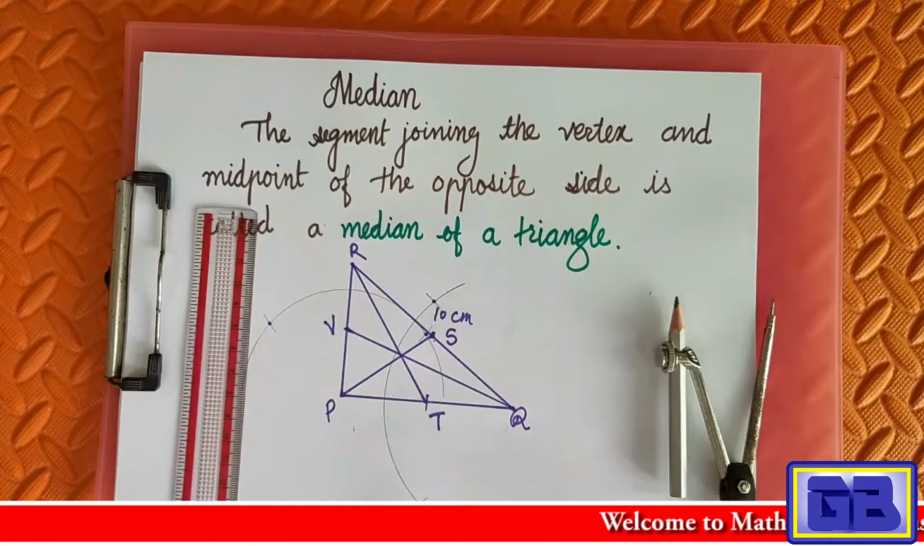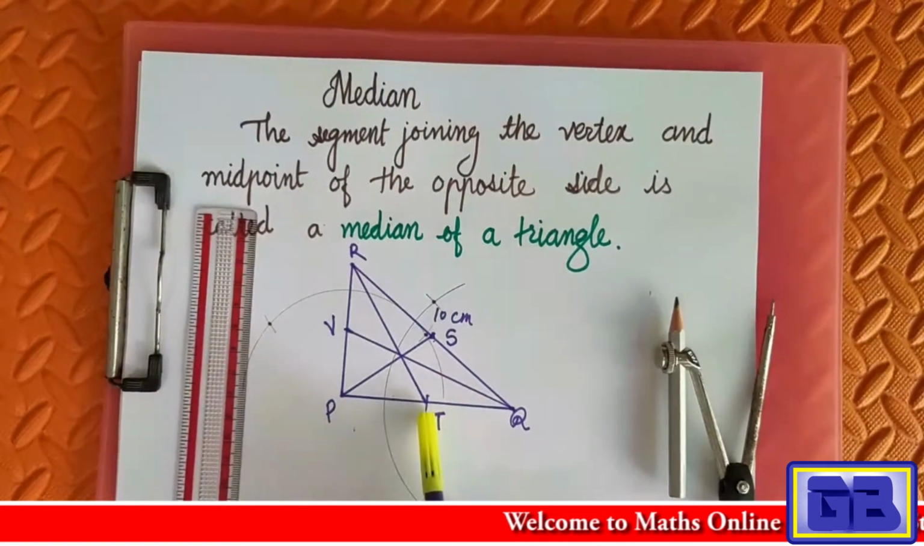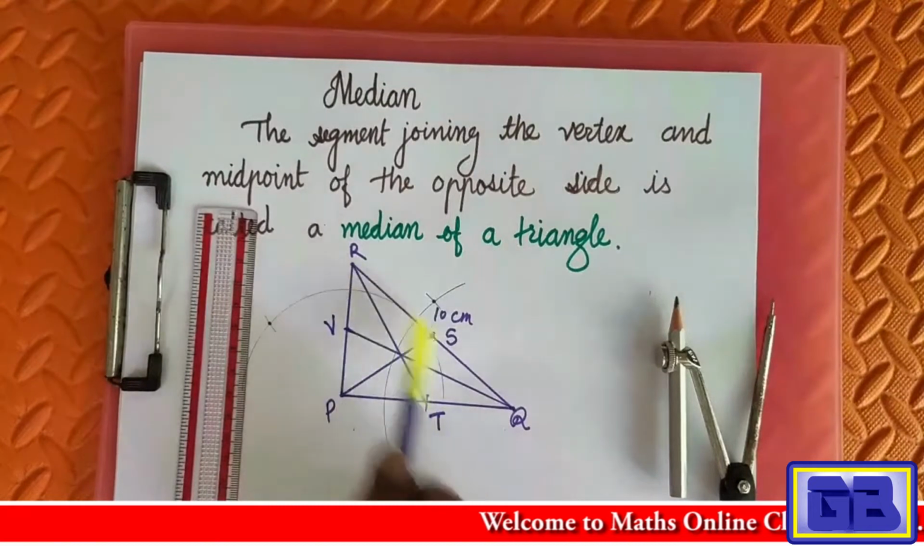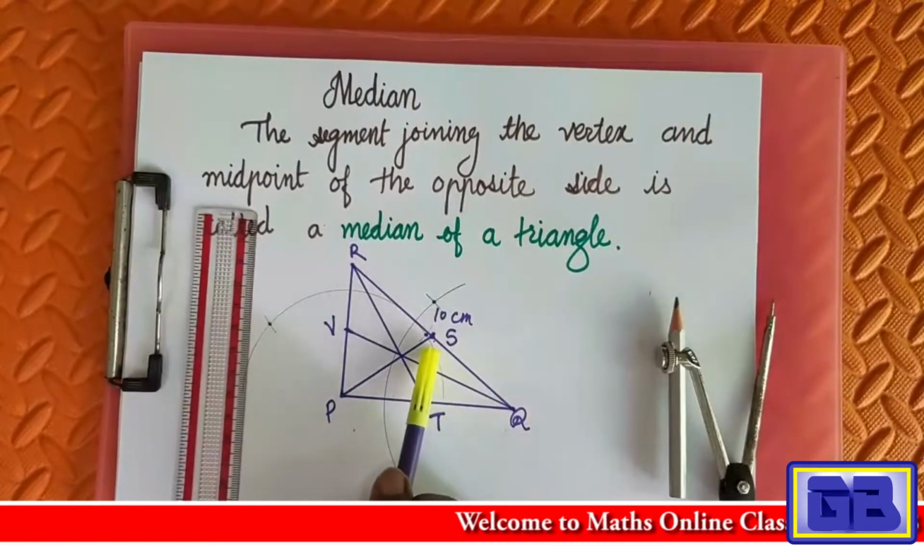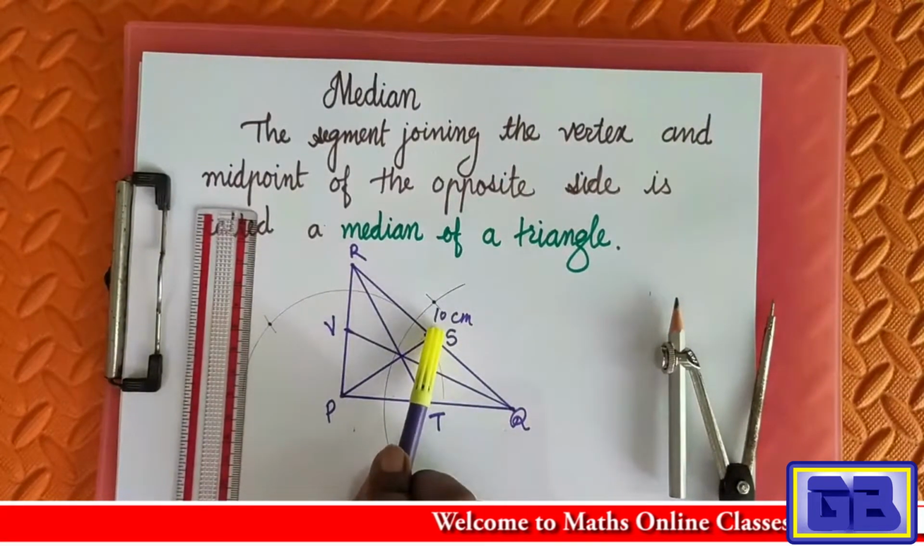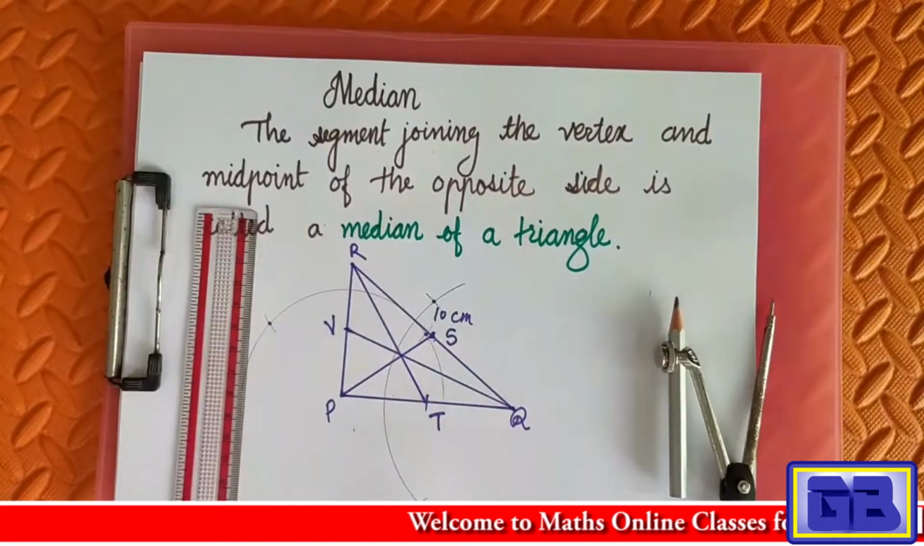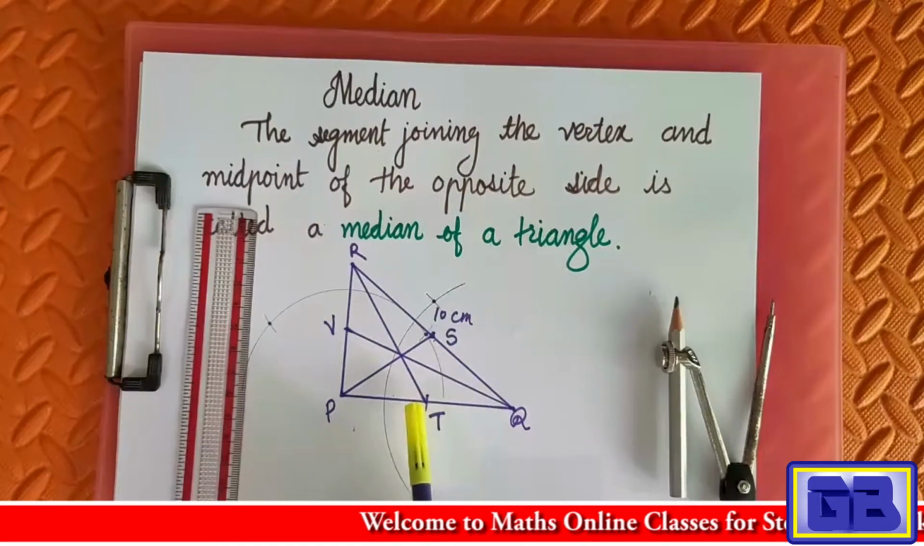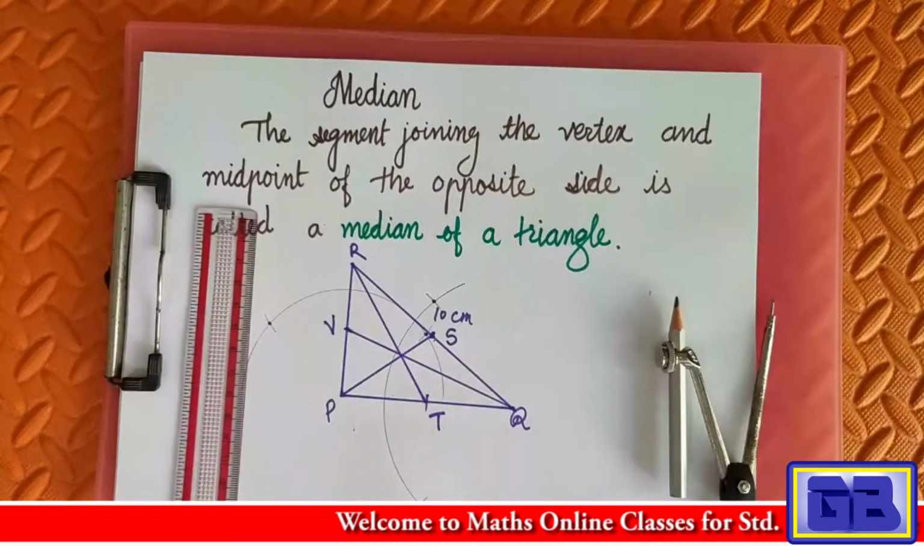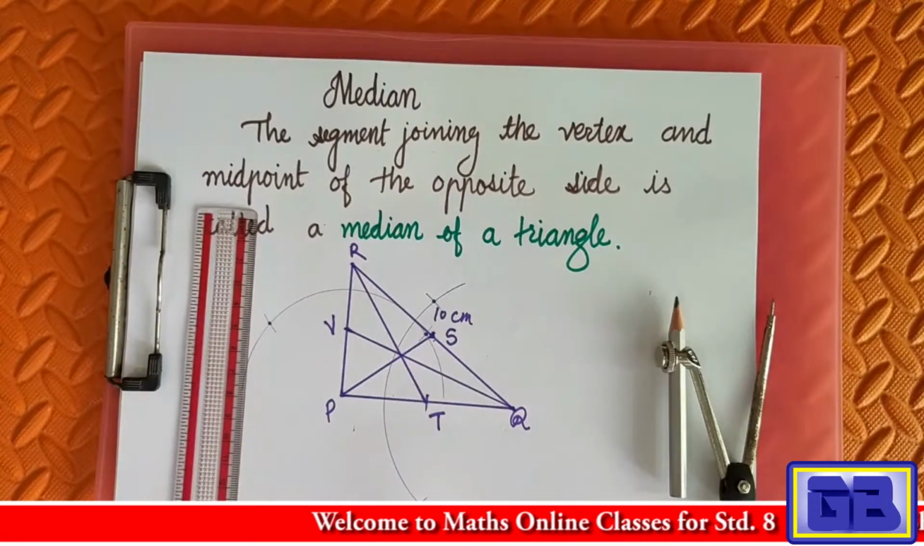Yes, Abdul, Amjad, Prachiti, Vedant, Shweta, Wilson. Yes, very good. At 4.5, your midpoint will come. And if we are taking 10 centimeter here, at 5 centimeter your midpoint will come. So, draw this triangle and do this construction of median.